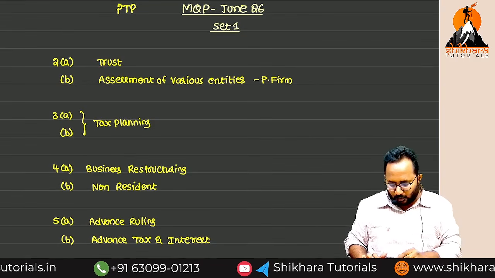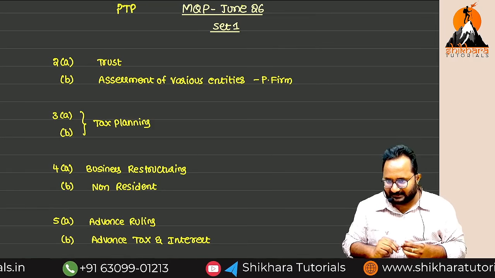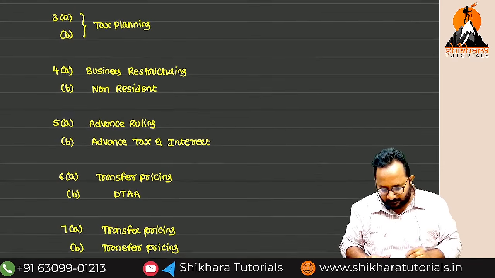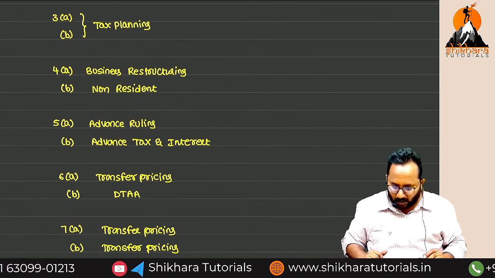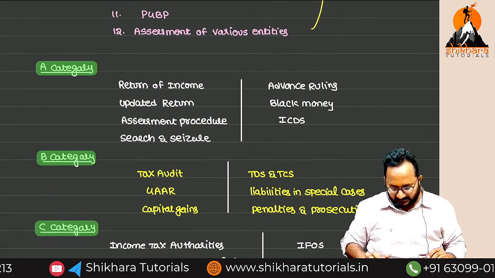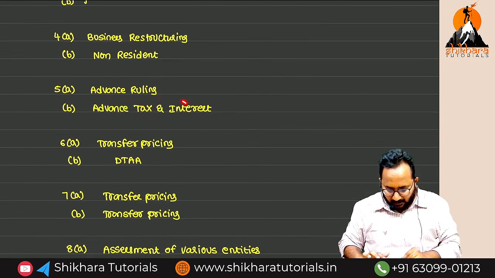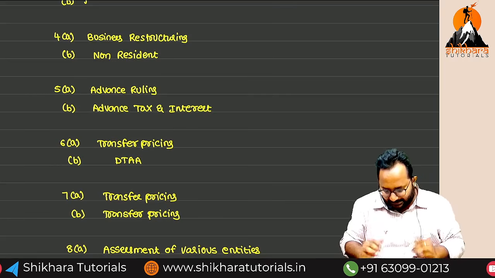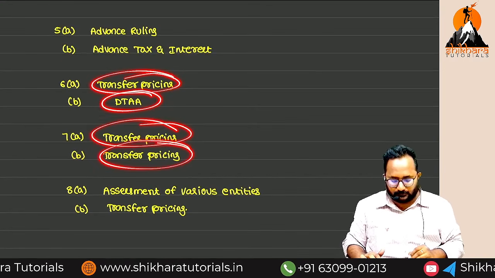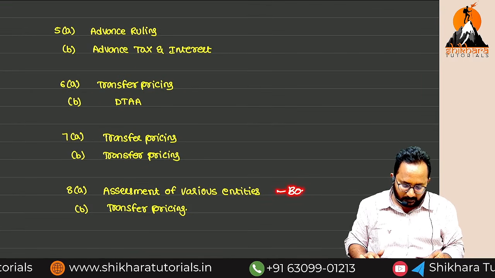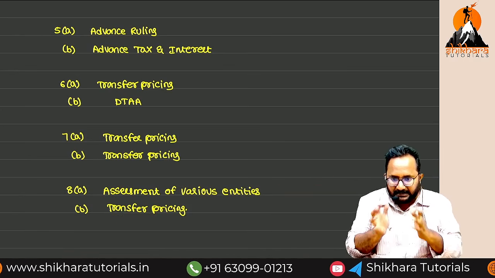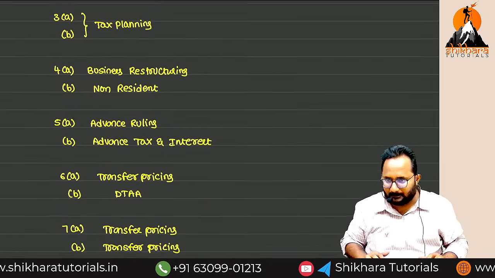2A, trust chapter. 2B, 7 marks, assessment of various entities, partnership firm total income and tax liability computation. 3A, 3B, totally from the tax planning chapter. 4A, business restructuring. 4B, non-resident. 5A, advance ruling, that's why I gave this as an A category. Next, advance tax and interest, A plus category. Next, transfer pricing, DTAA, again transfer pricing, assessment of various entities. I think it is book profit computation, MAT, simply MAT computation. Next, transfer pricing. In this same way, you can expect the final question paper also.